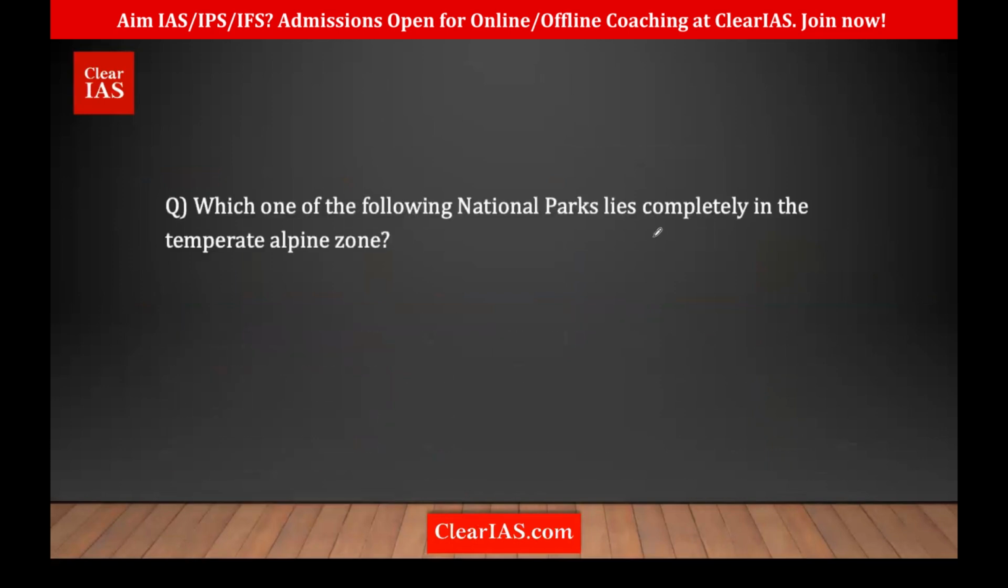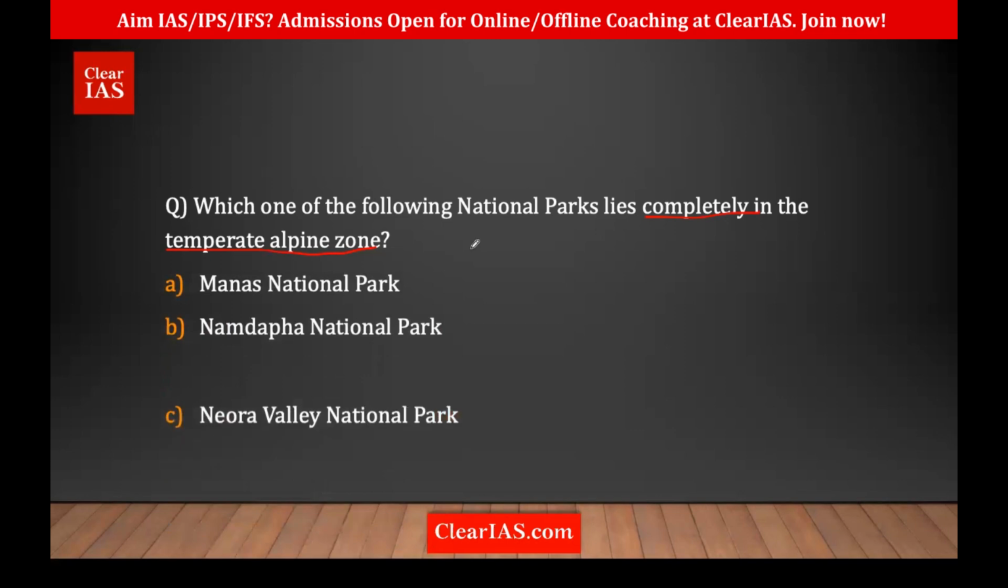The next one, okay, we'll see a question before that. Which one of the following national parks lies completely in the temperate alpine zone? Okay, this kind of question is UPSC's favorite. So we have Manas National Park, Namdapha, Neora Valley, Valley of Flowers.